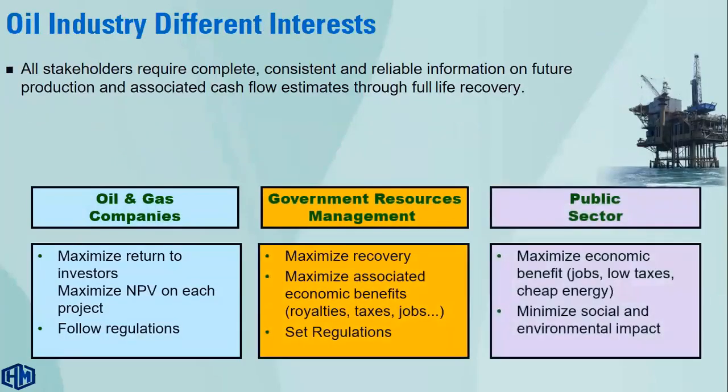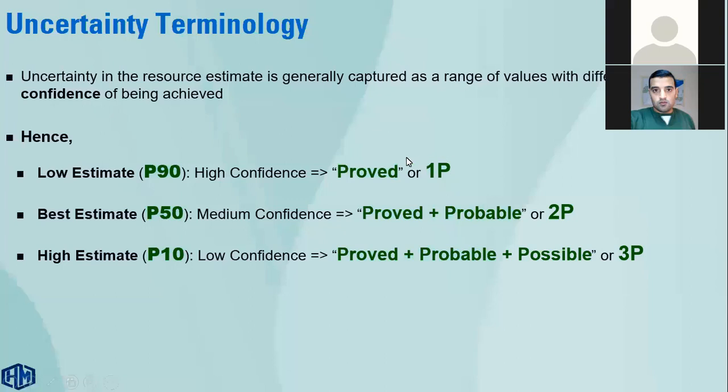So as you can see, we have different interests in oil and gas reserves. The first interest is for the oil and gas operators, oil and gas companies. They are interested to maximize return equivalent to proved reserve, or 1P. P50 is a reserve at 50% probability, or 2P equals proved plus probable. P10 is reserve at 10% probability, which equals 3P, proved plus probable plus possible reserve.